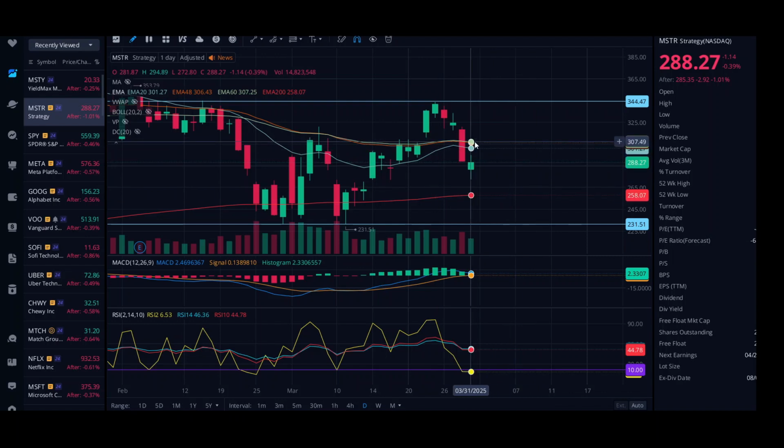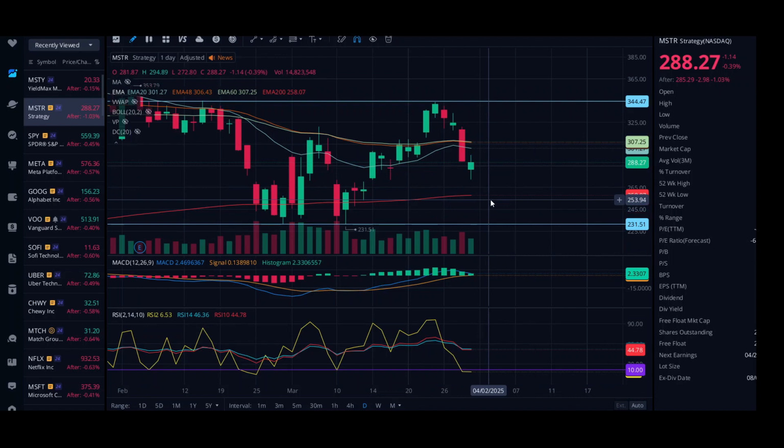So that EMA 60 is the one that I would like for this price to get up above. And if we can get above that 60 up here and close up here, hopefully then we can use that EMA 60 to bounce off of and then move this on up. But right now we are under that, but we are above the 200 EMA right here. Okay, so that's the exponential moving average.